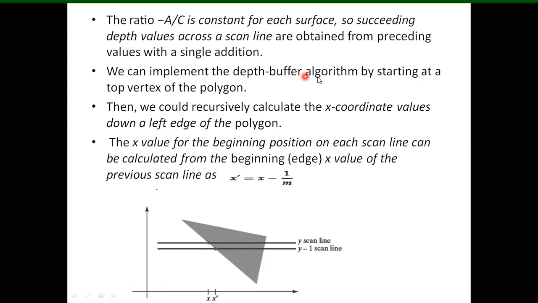We can implement the depth buffer algorithm by starting at the top vertex of the polygon, and then we will recursively calculate the z coordinate values from the left edge of the polygon. That means I will start from the top, and for each scan line and for each pixel, I will go on finding the z values, and I will be checking the z value which is of minimum, and I will replace that in the depth buffer. Like this I will go from the left to top edge, doing it for each of the scan lines.